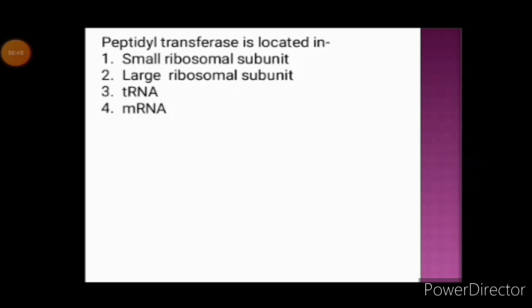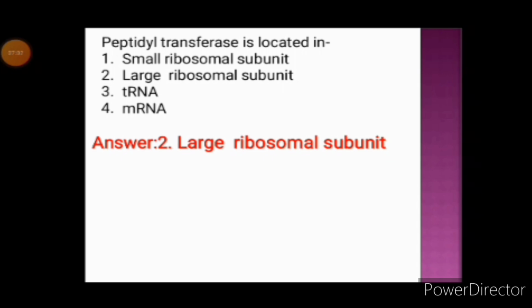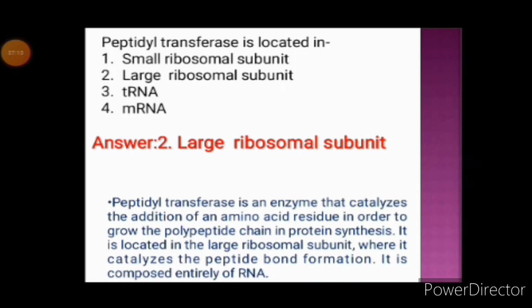The peptidyl transferase is located in option 1 small ribosomal subunit, option 2 large ribosomal subunit, option 3 tRNA, and option 4 mRNA. Option 2 is large ribosomal subunit. So peptidyl transferase is located in large ribosomal subunit.